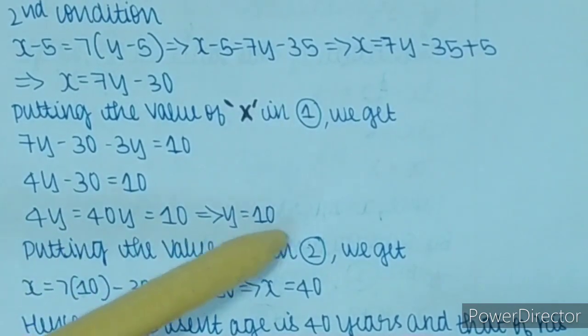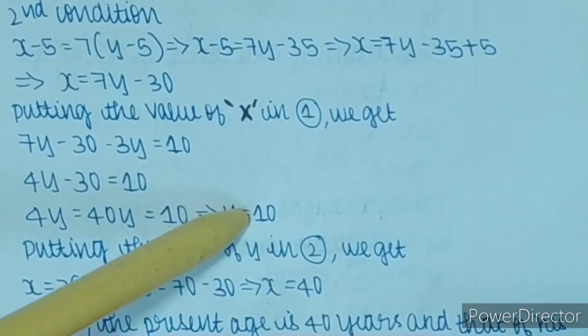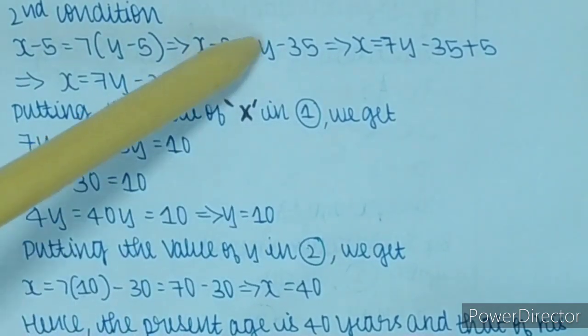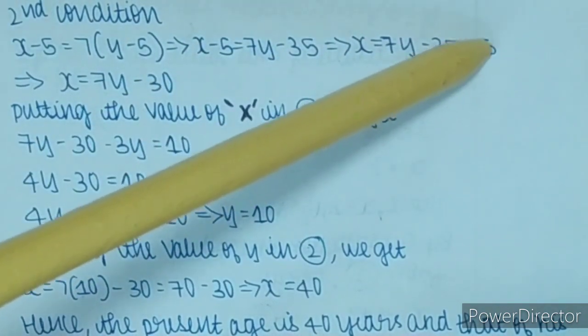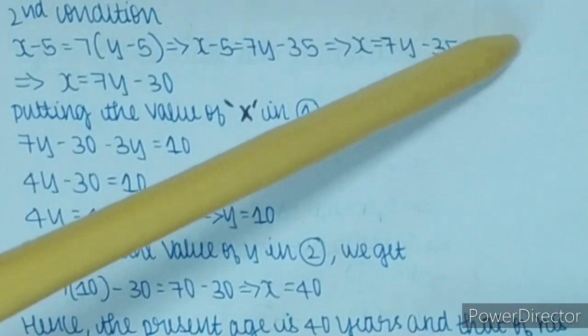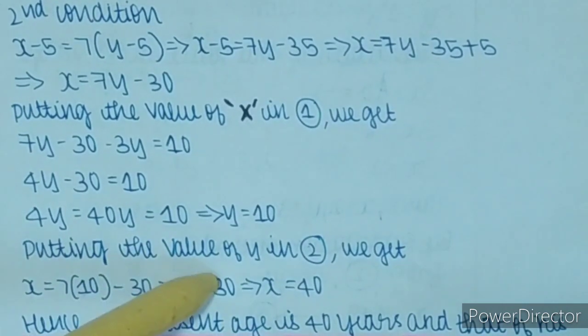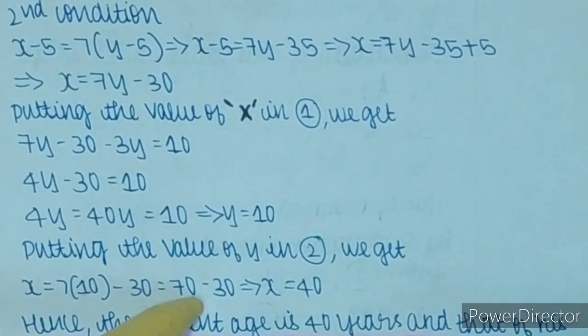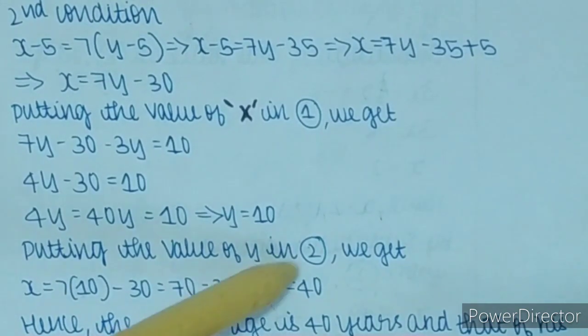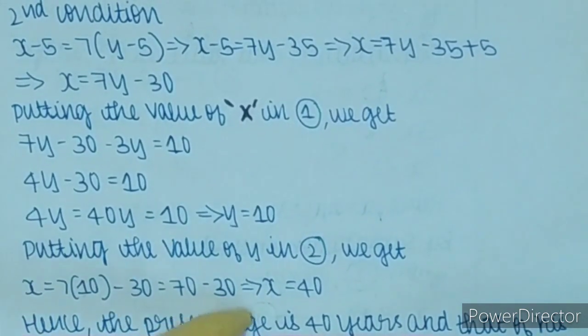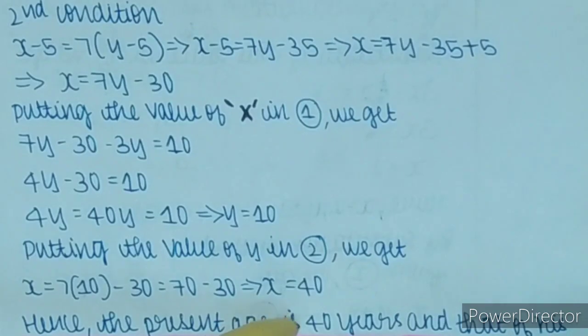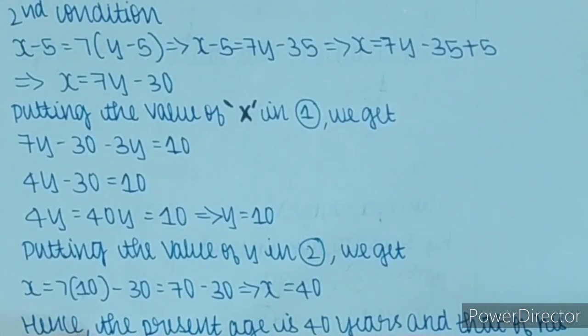Putting this value of y in the second equation. This is the second equation, I have missed to put it as the second equation. So here in the second equation we get x is equal to 7 into 10 minus 30. 7 tens are 70 minus 30. 70 minus 30 is equal to 40. So x is equal to 40. Hence the present age of Jacob is, sorry I missed Jacob here, the present age of Jacob is 40 years and that of his son is 10 years.